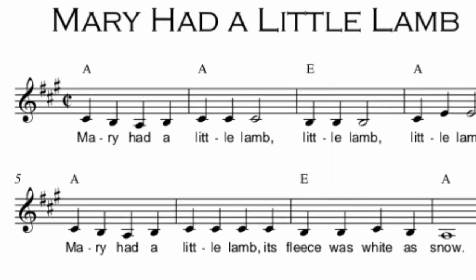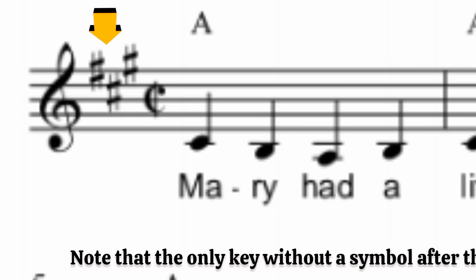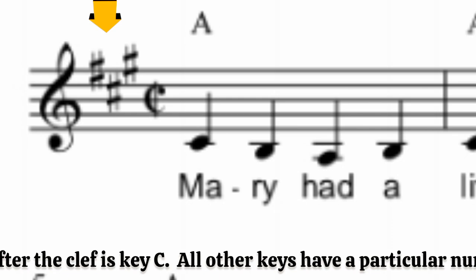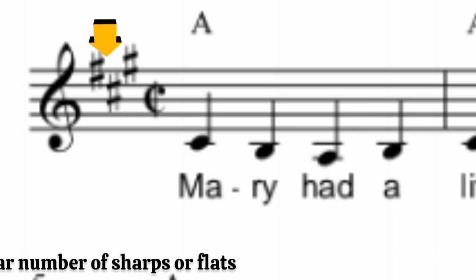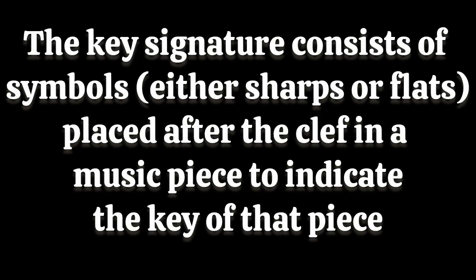Now you must have seen music pieces where you have a symbol at the beginning, after the clef. There are some of them that do not have the symbol, which refers to a particular key, and there are some that have that symbol. So the key signature is a symbol, or symbols. It could be sharps or flats, which tell us the key of that music. So they are telling us which key we are playing on.